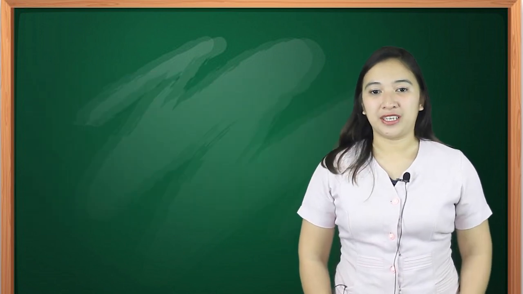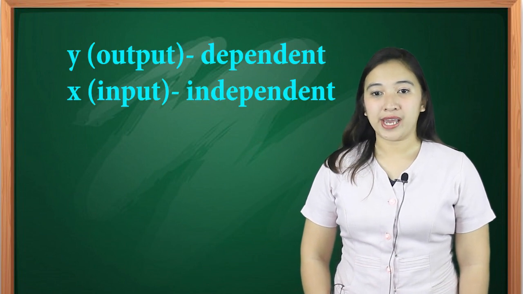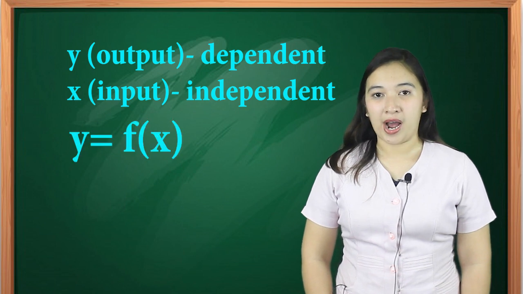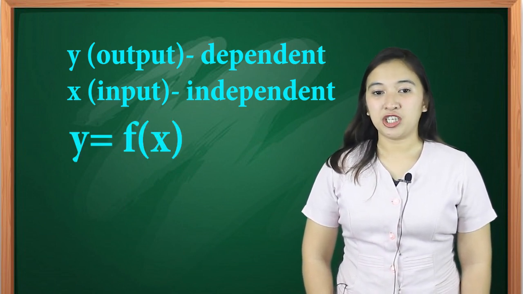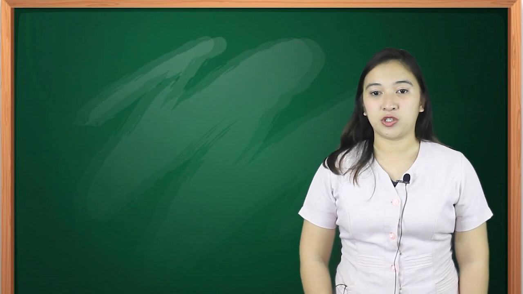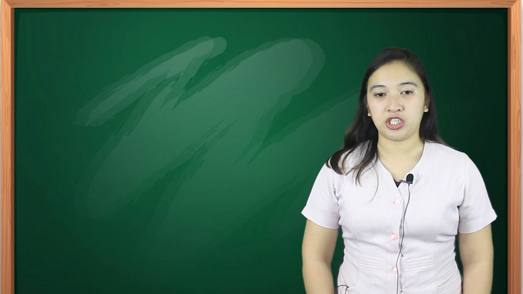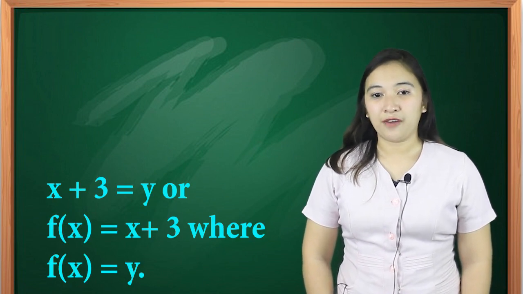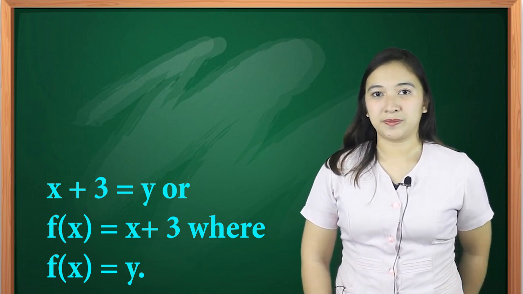You have learned that function can be represented by equation. Since output y is dependent on input x, we can say that y is a function of x. For example, if a function machine always adds 3 to whatever you put in it, therefore, we can derive an equation x + 3 = y, or f(x) = x + 3, where f(x) is equal to y.